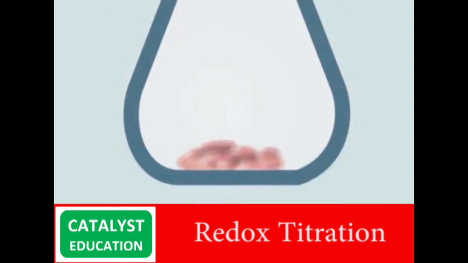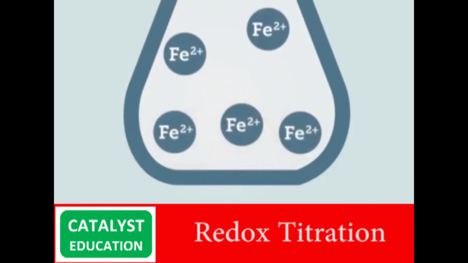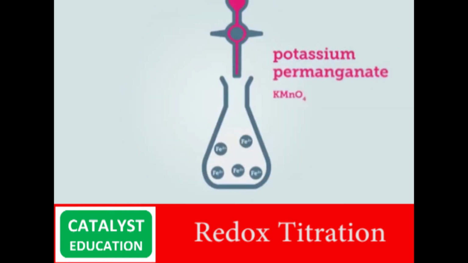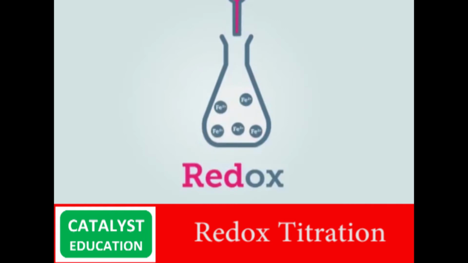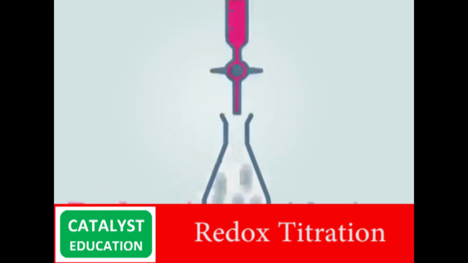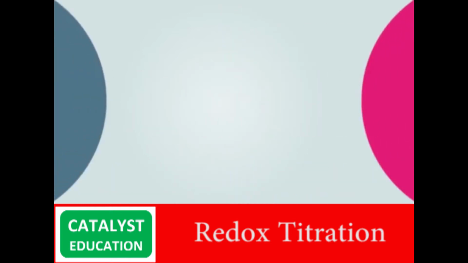The amount of iron, or more specifically Fe2+ ions, in each tablet can be determined by performing a titration experiment with potassium permanganate. This is called a redox titration because both a reduction and an oxidation reaction occur simultaneously. Redox reactions involve the transfer of electrons from one species to another.